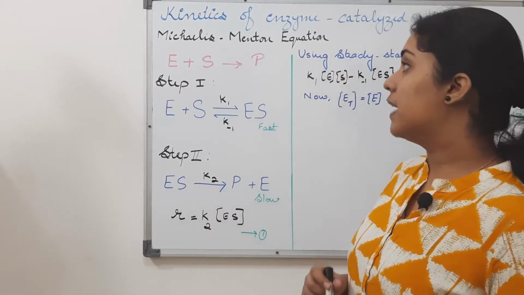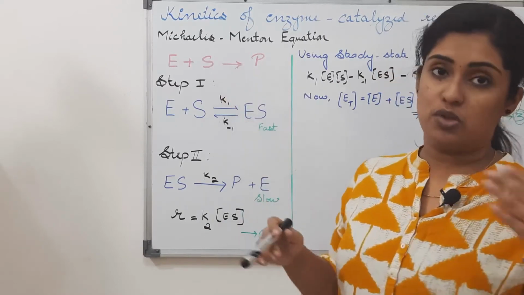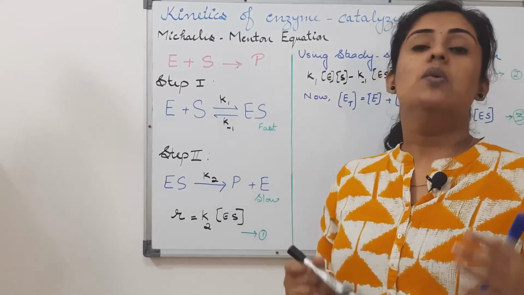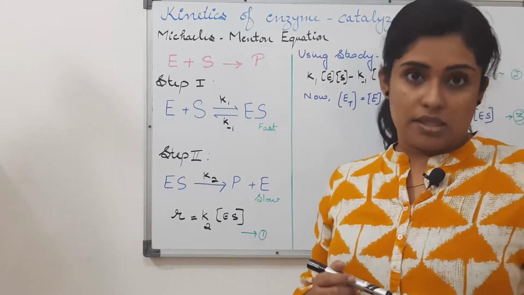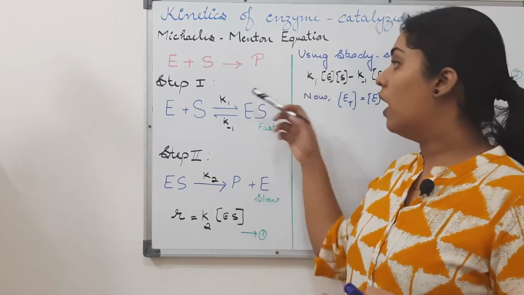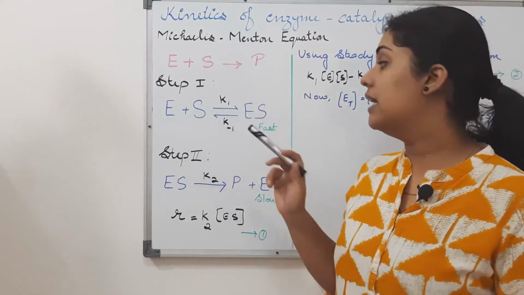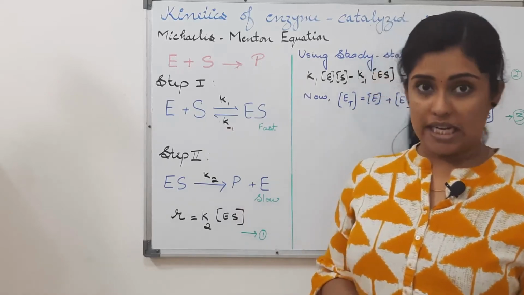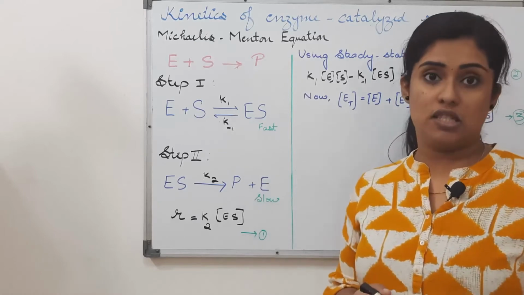Now if we have to write the rate for this reaction where my enzyme and substrate give rise to product, the rate of the reaction for multi-stage reactions would depend upon the slowest step, which is the rate determining step. Out of these two, my first step is a very fast process, while my second step is the slowest. The slowest step being the rate determining step, I can consider my step 2 to be the rate determining step.